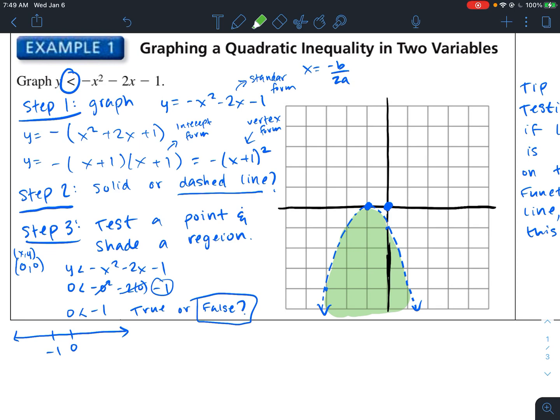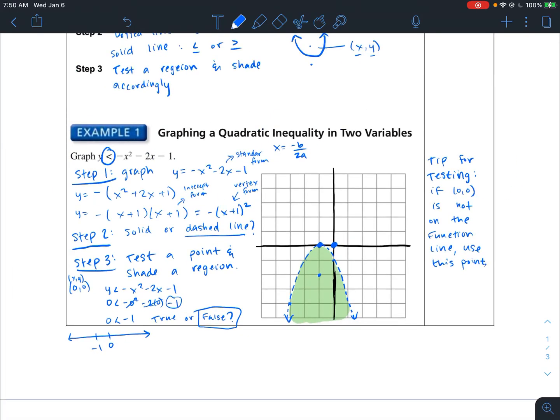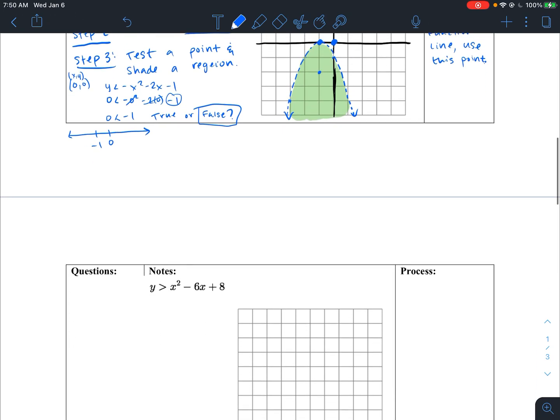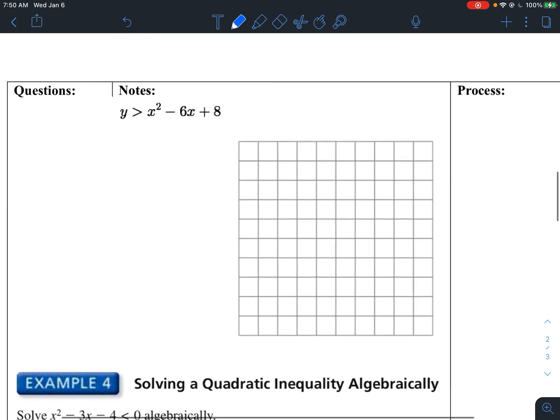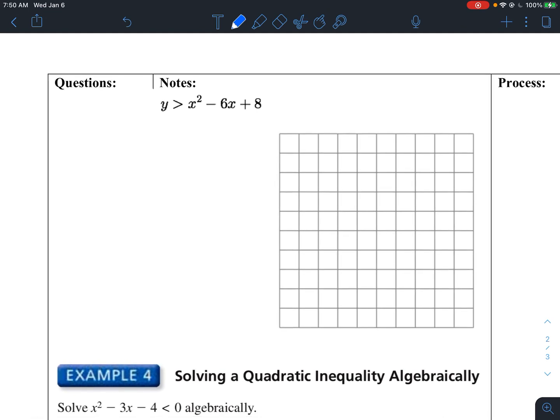Now if we wanted, we could double check. We could take a point in this region and test it out, but we will get a true statement if we do it correctly. And that is what graphing an inequality is like. Now let's try one more example here. So y is greater than x squared minus 6x plus 8. So step 1 is to graph. So we're going to graph y is equal to x squared minus 6x plus 8.